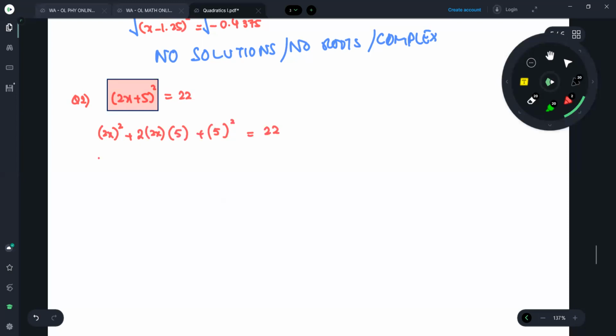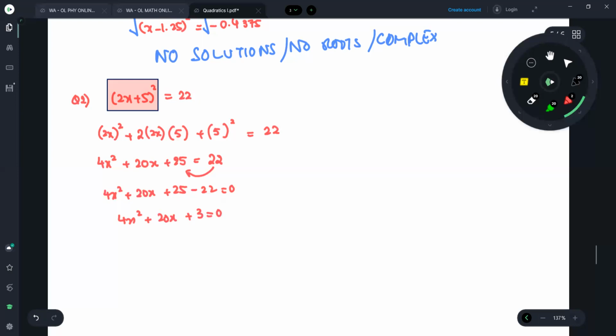Now I'm going to solve this. Can I say it is 4x square? And then can I say it is 20x? And then 25 equals 22? Yes or no, all of you? Now, can you shift 22 to that side, please? So 4x square plus 20x plus 25 minus 22, which is going to give you a plus 3 at the end. So it's going to be 4x squared plus 20x plus 3 equals 0.